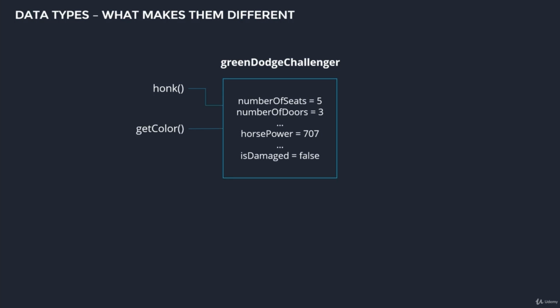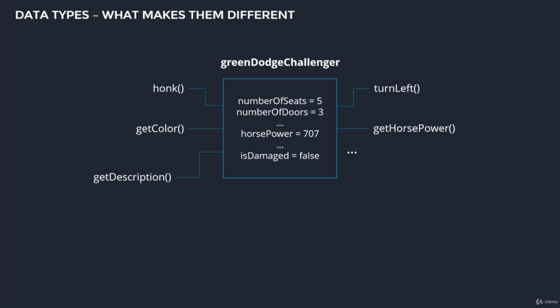Or getColor, which would return the color of the car. Or we can have a getDescription function, and it would return the list of attributes that car has. We can also add functions like turnLeft or getHorsepower. The list of functions you can create is almost unlimited.